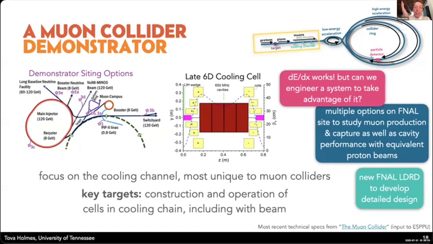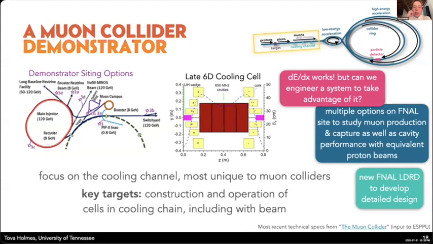So the major concept, like I said, is ionization, and we know that dE/dx works, right? There's no question on the principle of physics there, but the real question is, can we engineer a system that can really take advantage of it? So we want to be able to engineer the cells that are involved, construct them, operate them in a chain, including with beam going through them so we can see if there's any breakdown.